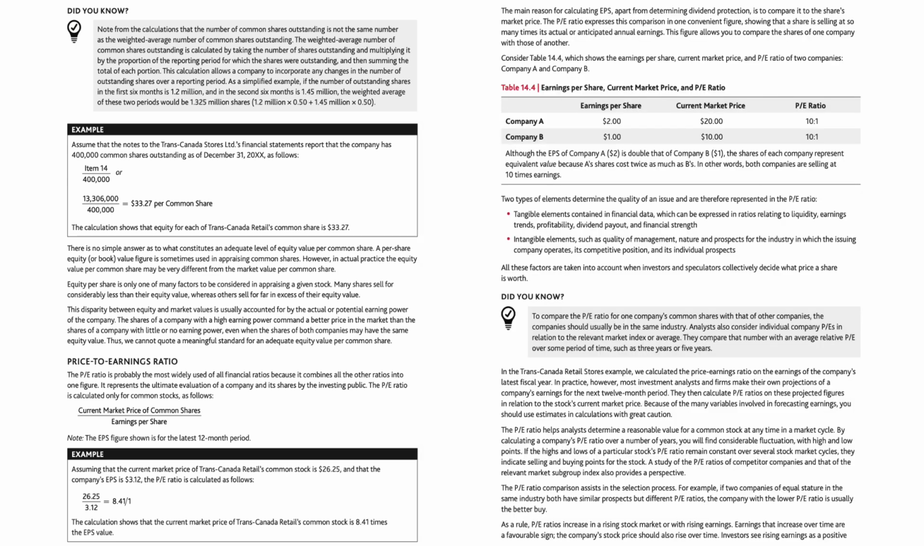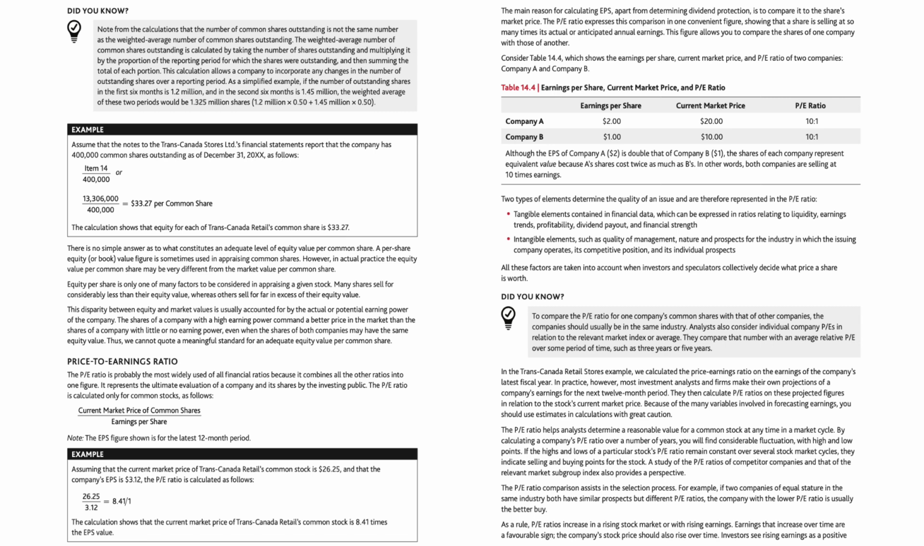There's no simple answer as to what constitutes an adequate level of equity value per common share. A per-share equity value figure, or book value figure, is sometimes used in appraising common shares. However, in actual practice, the equity value per common share may be very different from the market value per common share. Equity per share is only one of the many factors to be considered in appraising a given stock.